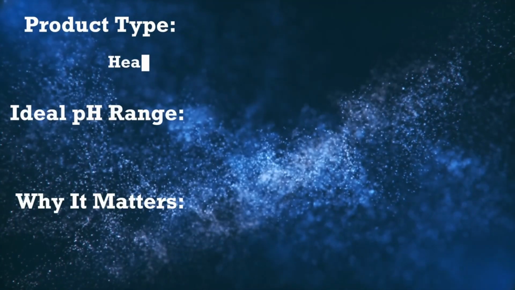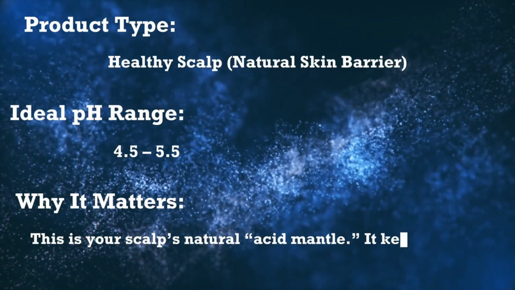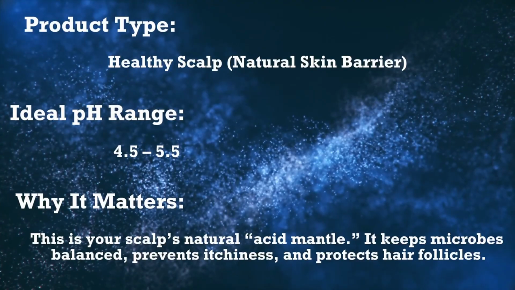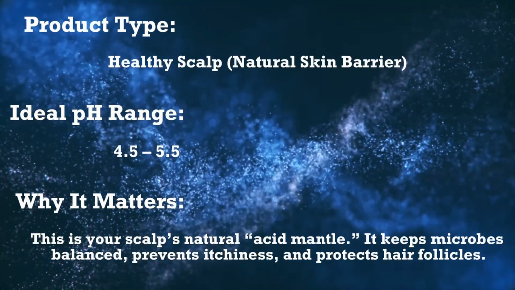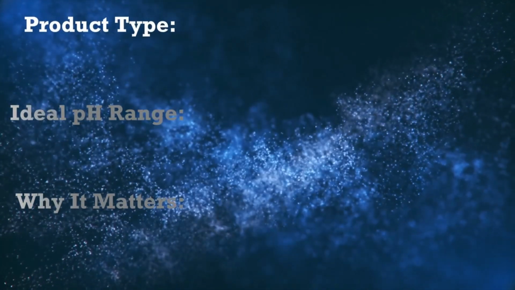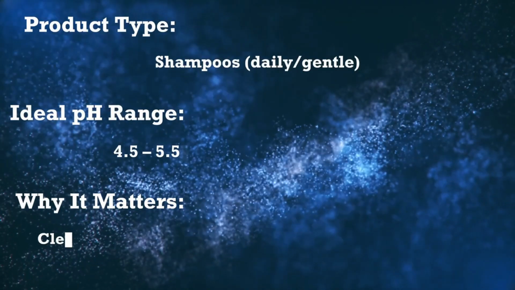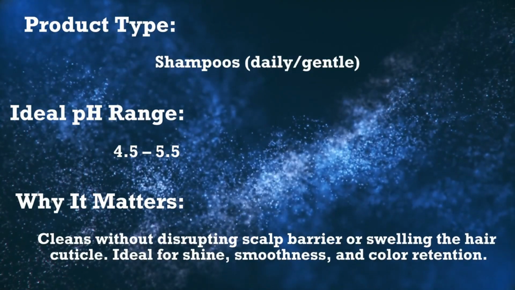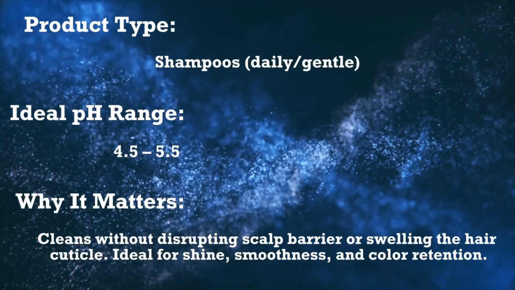Alright, so get a paper and a pen ready and let's get writing this down. First and foremost, your scalp's natural skin barrier should be between 4.5 to 5.5 pH. This is your scalp's natural acid mantle. It keeps microbes balanced, prevents itchiness, and protects hair follicles, like I've already mentioned. Shampoos should ideally be between 4.5 to 5.5 pH. This cleans without disrupting the skin barrier or swelling the hair cuticle. It is ideal for shine, smoothness, and color retention.